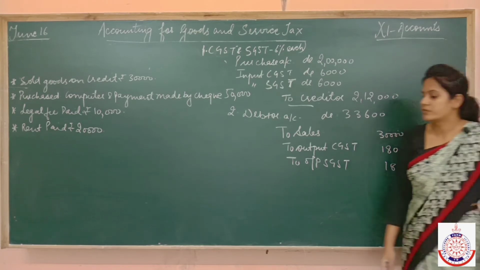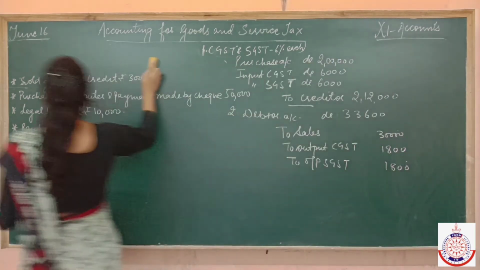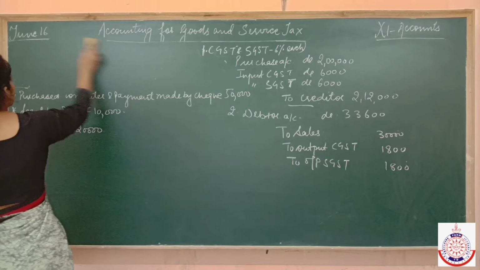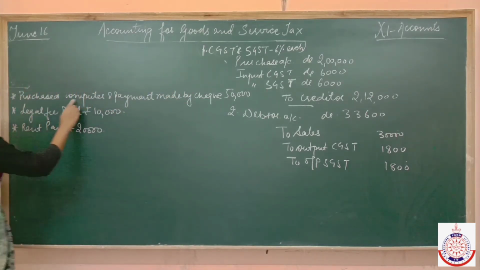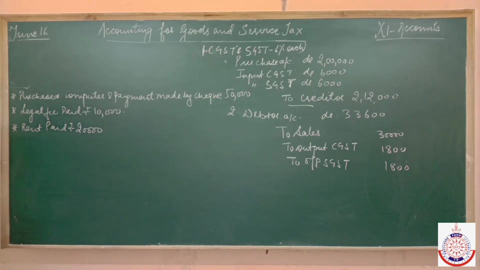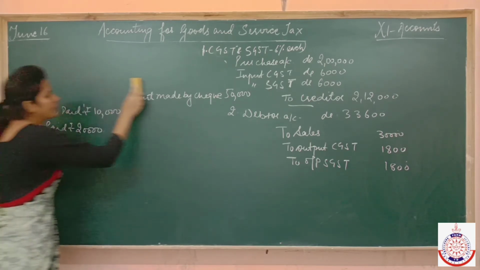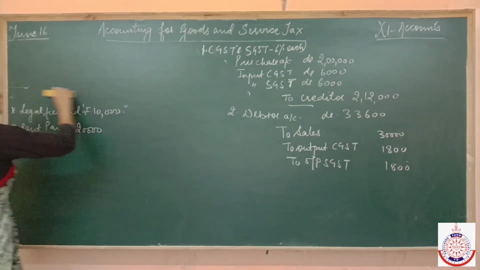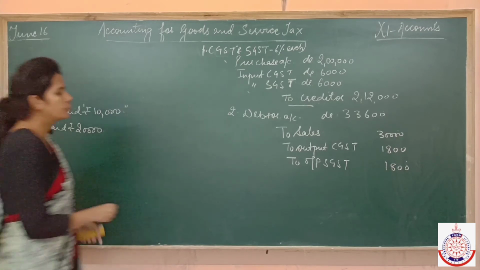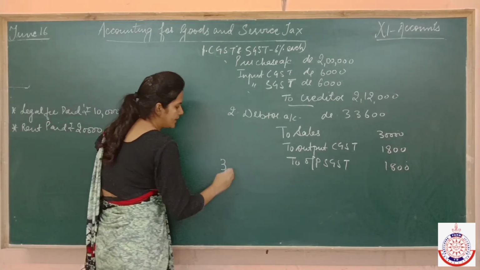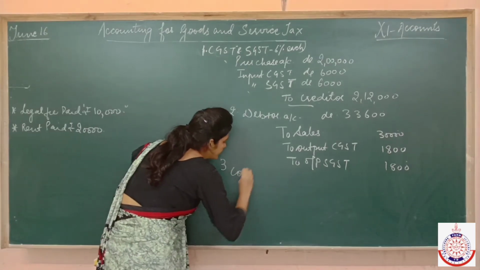See, we are collecting GST in this case, that's why I use the word output. So now move to the third transaction. Third is purchased computer and payment made by check. Now we have purchased computers and payment made by check. See, computers are the fixed assets. So what entry we are going to pass for that? We pass the entry computers will be debited.